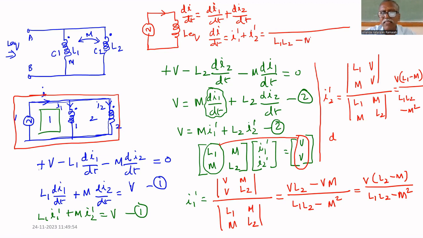L1 L2 minus M square. Let these be equations 3 and 4. Adding 3 and 4, because the denominator is common, you will get V. What will you get?